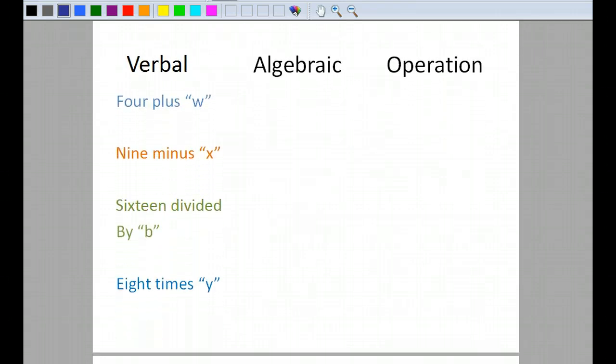Okay, so now we're going to look at the verbal, the algebraic, and the operation. So if I have 4 plus w, that's my verbal model. Algebraically, I'm going to just write 4 plus w. What operation are we using? Addition. 9 minus x, we're going to have 9 minus x. So they're exactly the same. And this time we have subtraction.